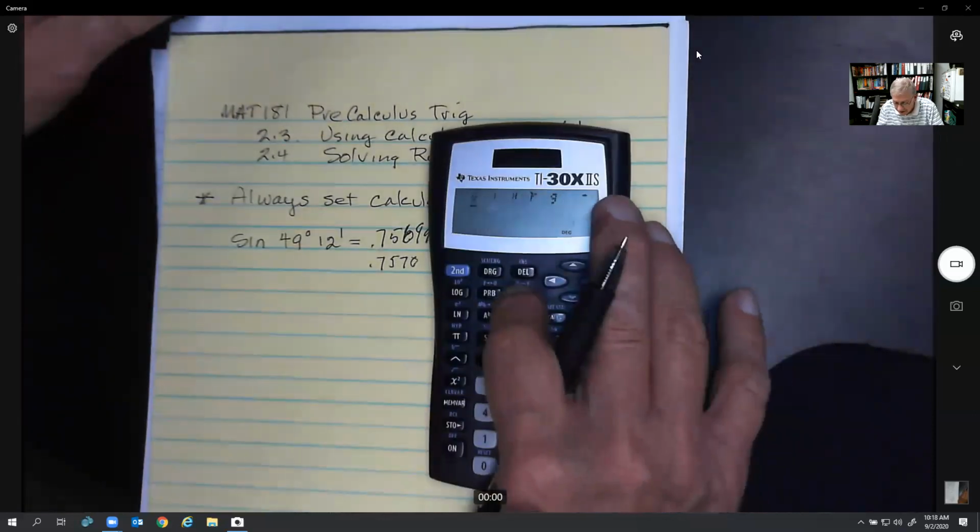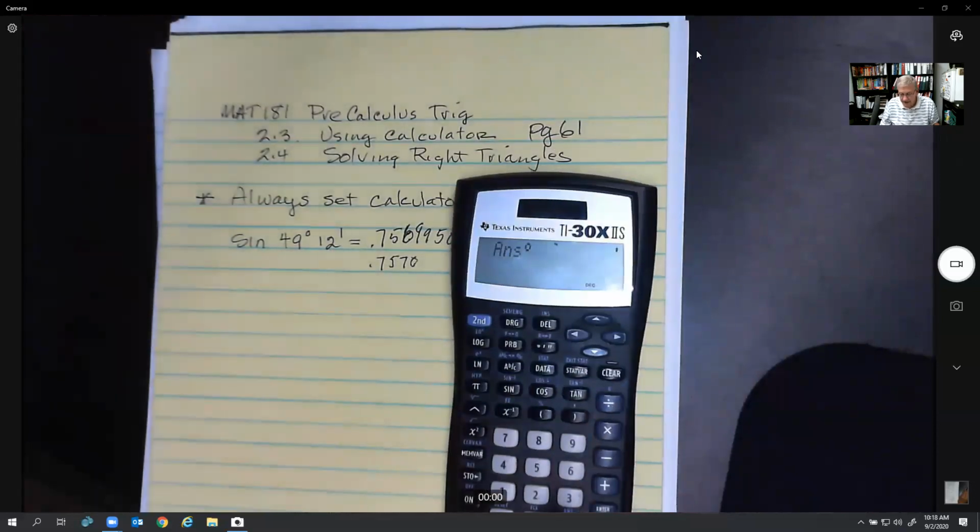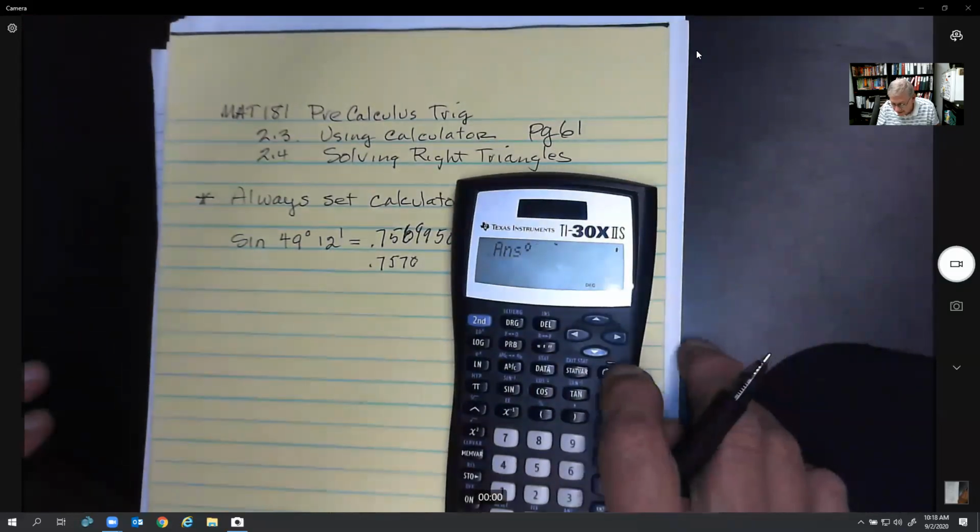Let's go back and look at this and see degrees is now underlined again. So it'll go back to the initial setting. Let's clear that out.